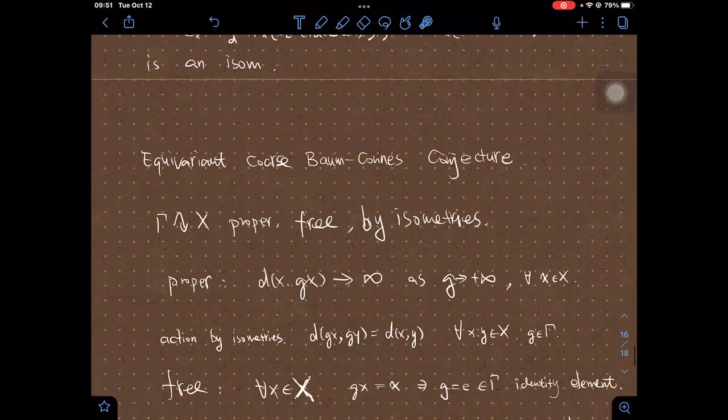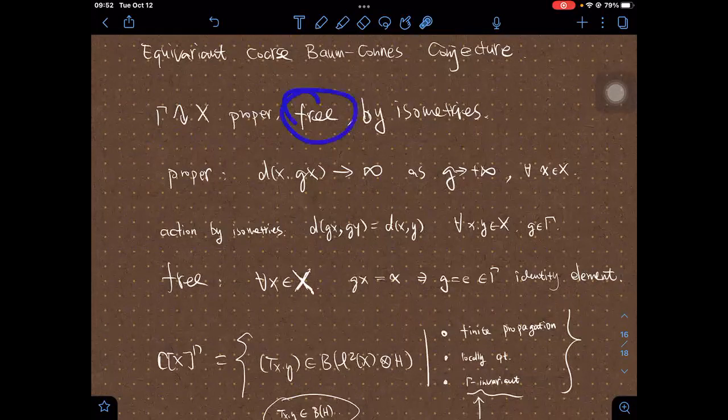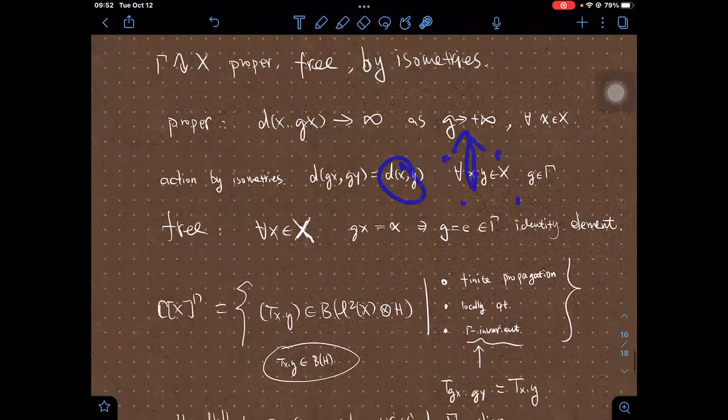Well, we can also consider the equivariant case of the coarse Baum-Connes conjecture. Suppose you have a group action, which for simplicity we consider to be free. We want the action to be proper, free, and by isometry. Proper means the group action will transport each point to infinity and never bring it back. Action by isometry means the distance between gx and gy is the same as the distance between x and y, so the action does not change the distance. Free means that for any point, the stabilizer is just the identity element of the group.